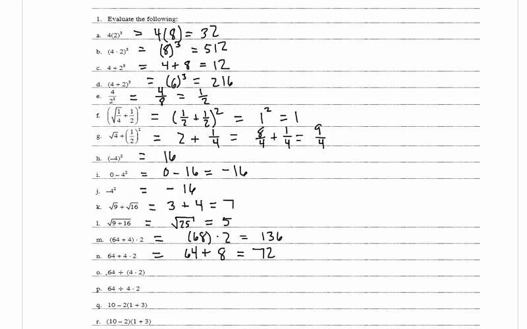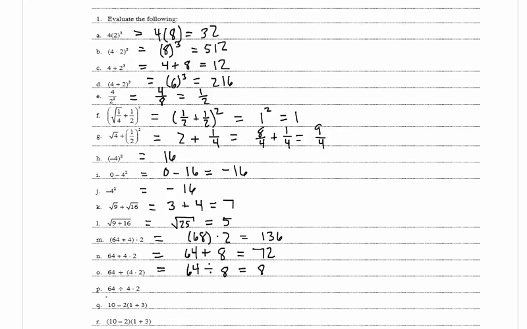In O, we have 64 divided by (4 times 2). So we're going to work inside the parentheses first. So we have 64 divided by 4 times 2 is equal to 8. And 64 divided by 8 is equal to 8.